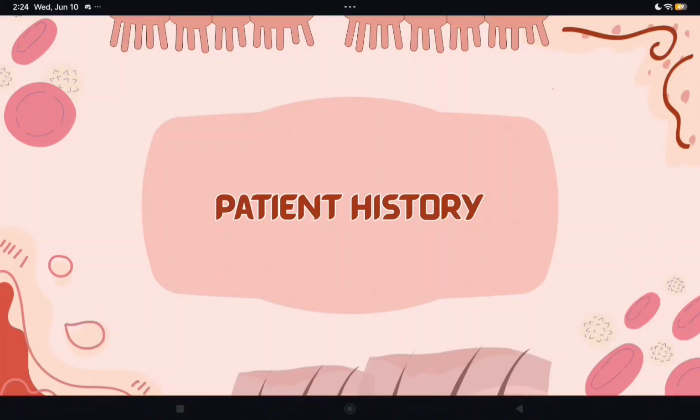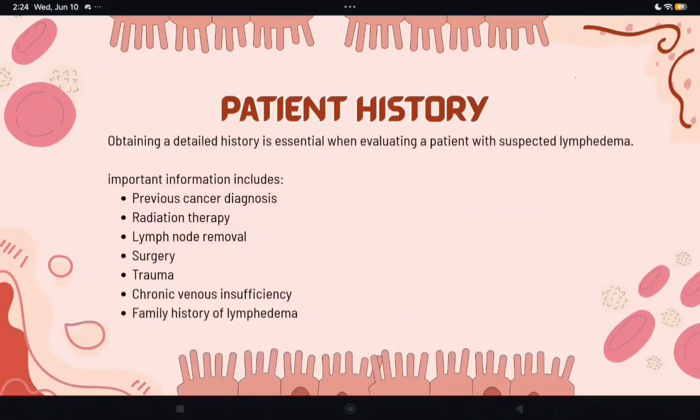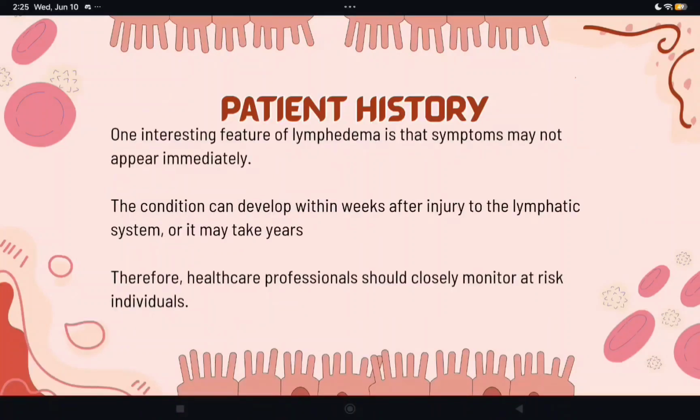Next is patient history. Obtaining a detailed history is essential when evaluating a patient with suspected lymphedema. Important information includes previous cancer diagnosis, radiation therapy, lymph node removal, surgery, trauma, chronic venous insufficiency, and family history of lymphedema.